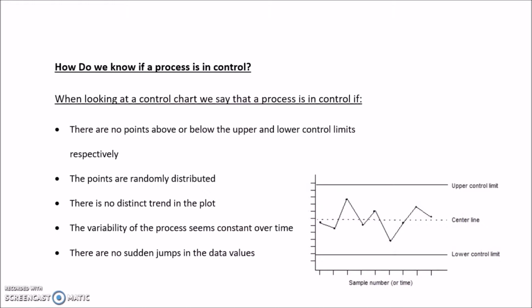So how do we know if a process is in control? When looking at a control chart, we see that the process is in control if there are no points above or below the upper and lower control limits, the points are randomly distributed, there is no distinct trend in the plot, the variability of the process is constant over time, and there are no sudden jumps in the data values. Notice in this diagram here, this is an example of a process which is in control because it satisfies each one of these criteria.